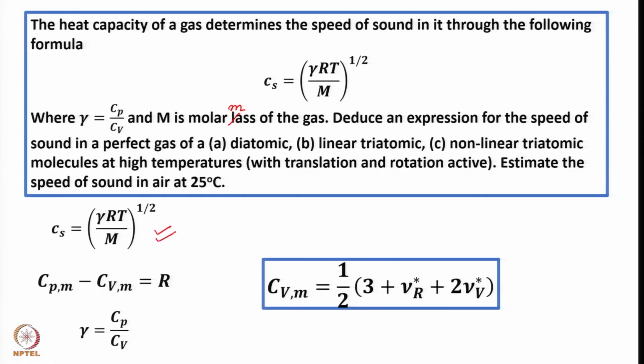This information that Cs equals square root of gamma RT by m is given to us. We also know that Cp minus Cv, or Cpm minus Cvm, is equal to R, and this is for an ideal gas. Therefore, the disclaimer here is that we are dealing with the ideal gas. The ratio of Cp to Cv is called gamma, which is also given to you, and from here we have to now proceed.